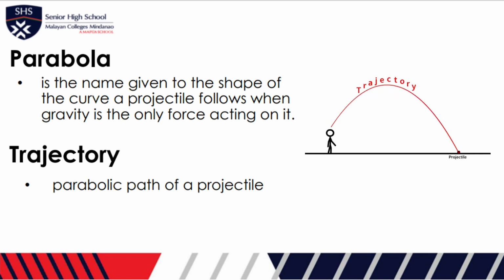To begin, a parabola is the name given to the shape of the curve a projectile follows when gravity is the only force acting on it. It is shown on this GIF. Now, while trajectory is the parabolic path of a projectile.